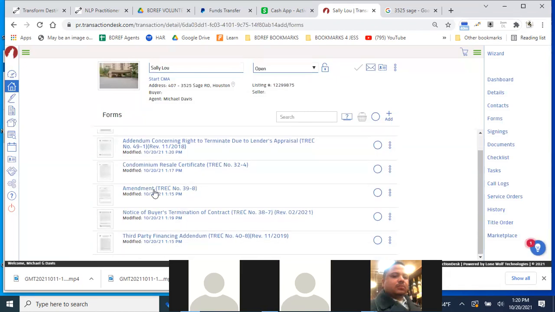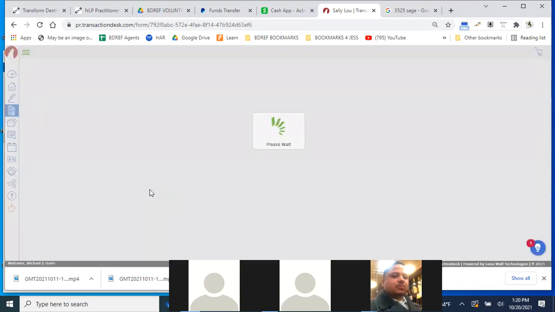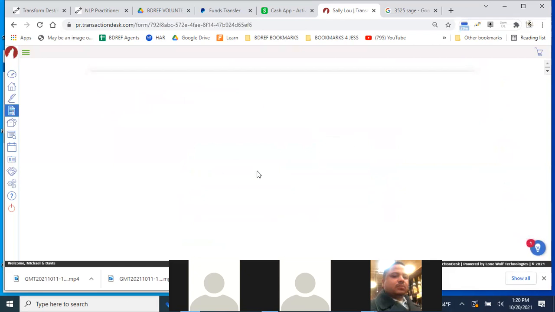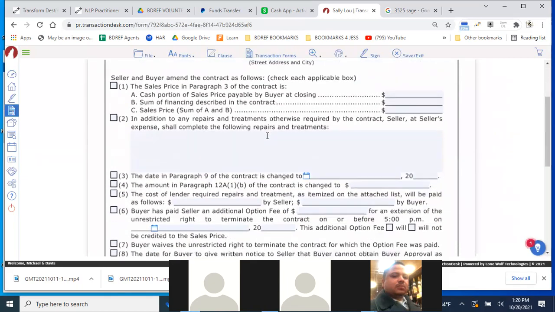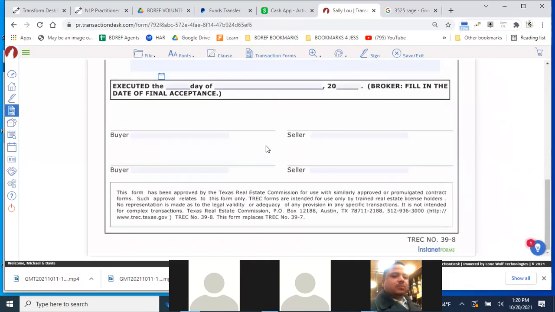And let's see, resale. Oh, amendment. So once you get something under contract, you get it executed. This is whenever you're making changes or amendments to the contract. This is that one, it's a one page doc. So it's not difficult to amend the contract. It's just a one pager.